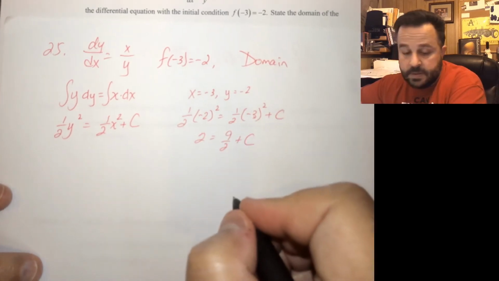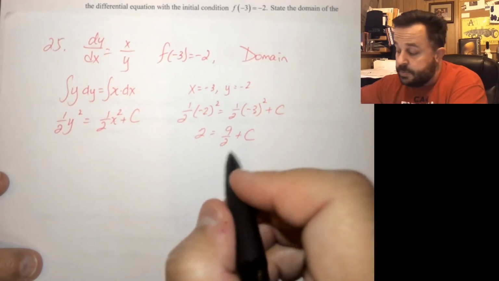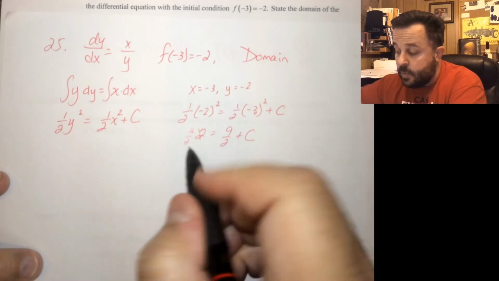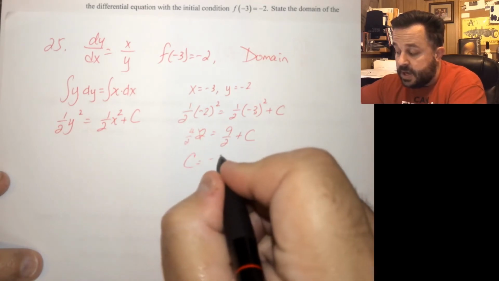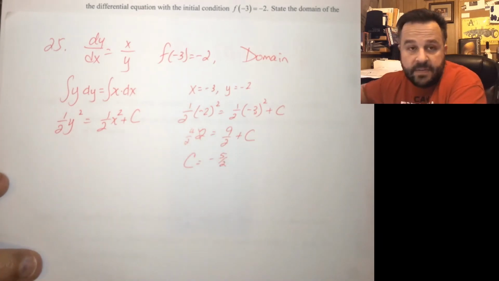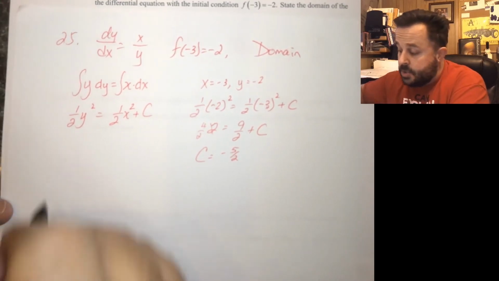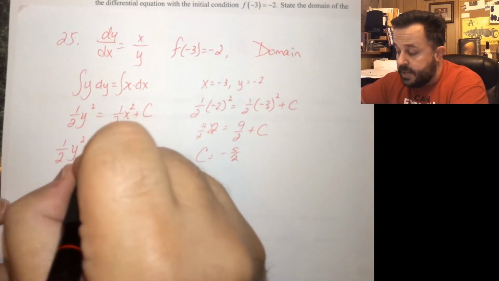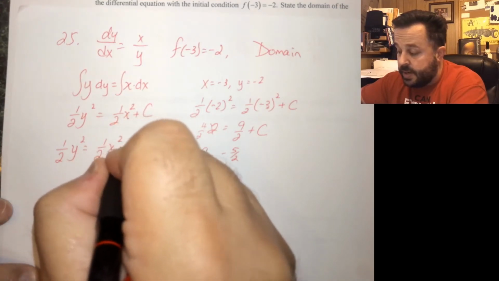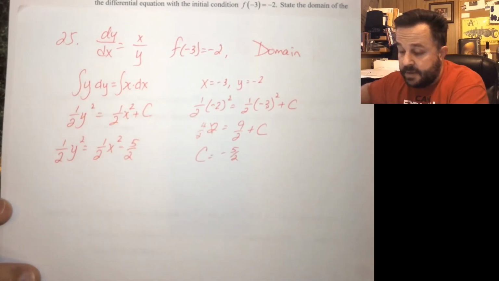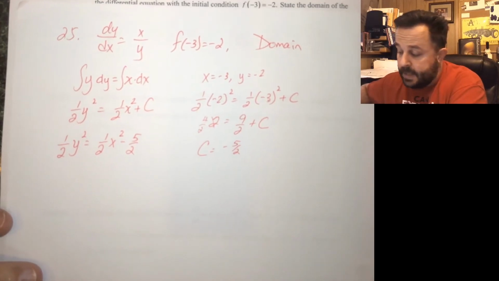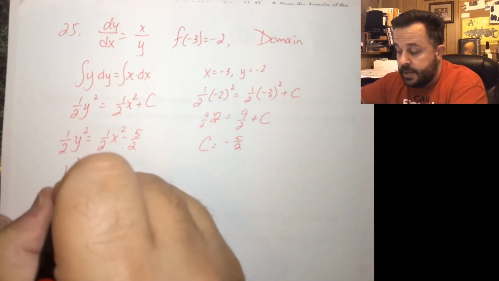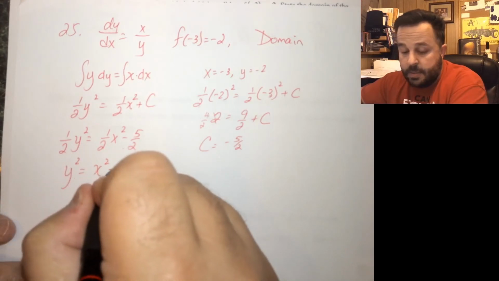plus c. We'll go ahead and subtract. This is 4/2. Take away 9/2 gives us a constant of negative 5/2. So my function becomes, replacing the constant of integration, 1/2 y squared equals 1/2 x squared minus 5/2. Multiply everything by 2, gives us y squared equals x squared minus 5.